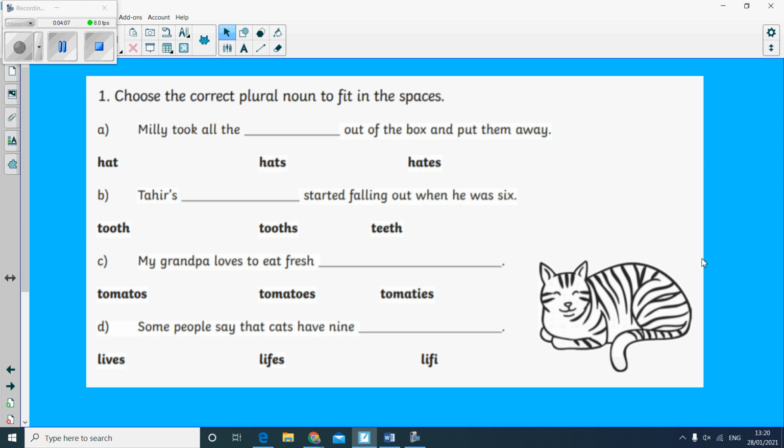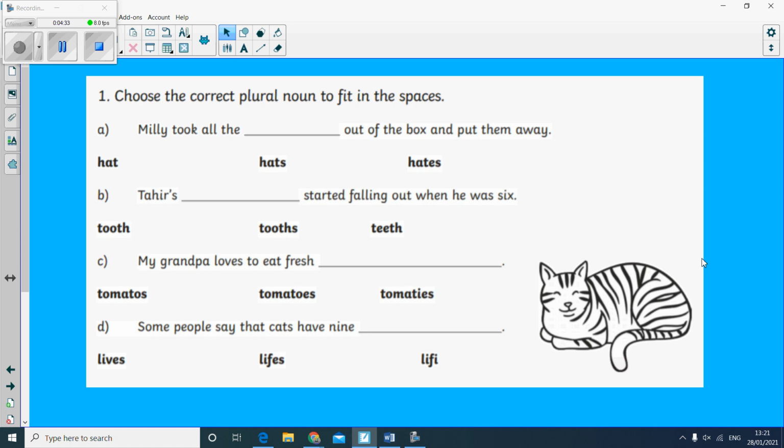So we can pause the video here and have a go and decide which word fits into the missing box. So we've got 1A, Millie took all the hats out of the box and put them away. Which is the correct spelling of hats? B, Tahir's teeth started falling out when he was 6. Which is the correct spelling?